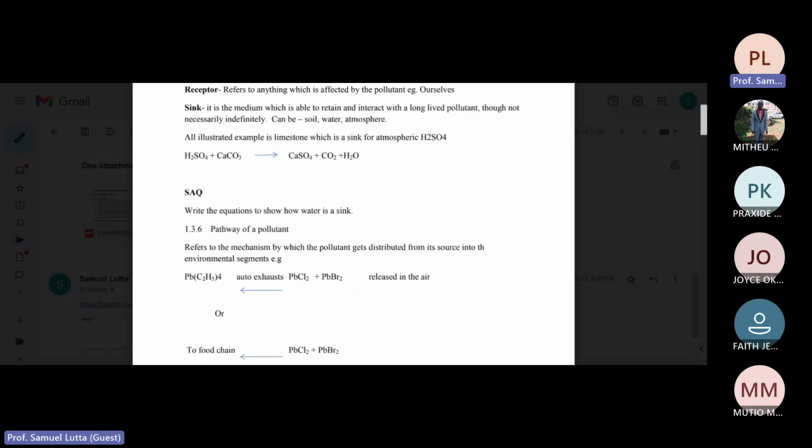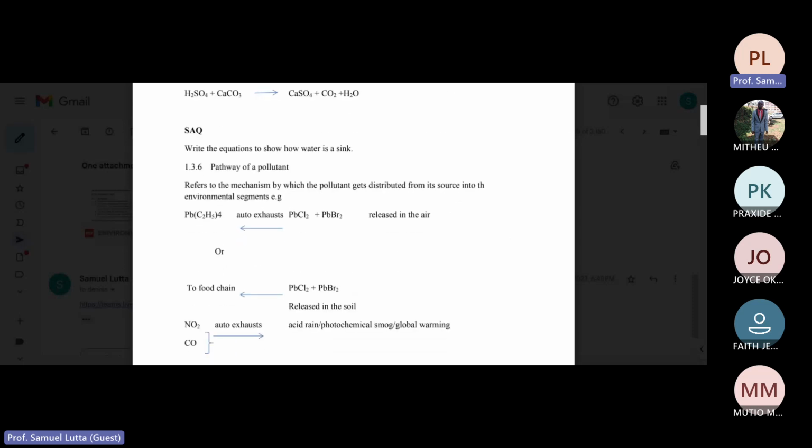So I think that's what we said there. Then we talked about the pathways. How do we get these things? We can get them, for example, lead as a metal. We said previously, they used to sell what we call leaded petrol. Leaded petrol was being sold because lead used to assist in what we call anti-knocking. Engines were knocking, so they used to add this tetraethyl lead in petrol to prevent what we call engine knocking.